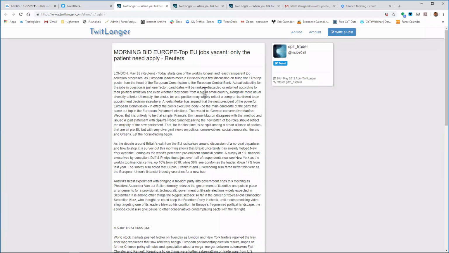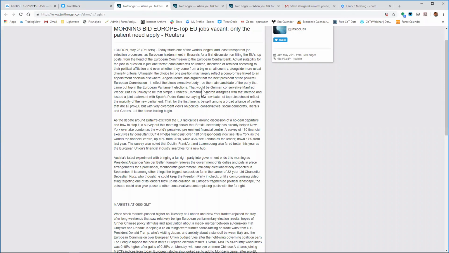So moving into the morning bid, today starts one of the world's longest and least transparent job selection processes as European leaders meet in Brussels for a first discussion on filling the EU's top posts, from the head of the European Commission to the European Central Bank. Actually, suitability for the jobs in question is just one factor. Candidates will be ranked, discarded, or retained according to their political affiliation, and even whether they come from a big or small country, along with more usual diversity criteria. Ultimately, the choice for one position may largely reflect a compromise linked to an appointment decision elsewhere.